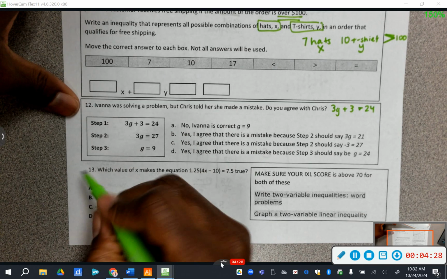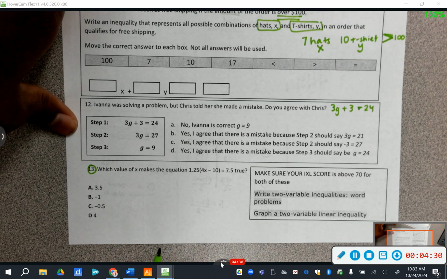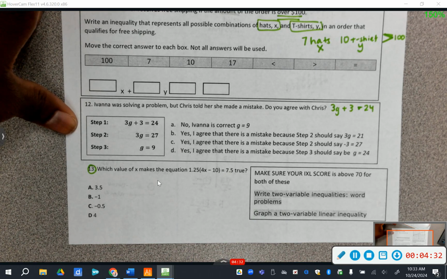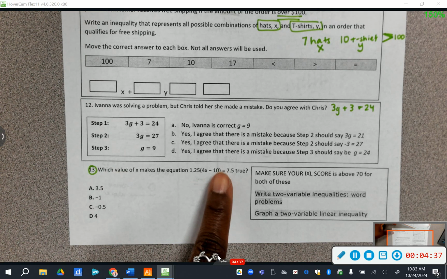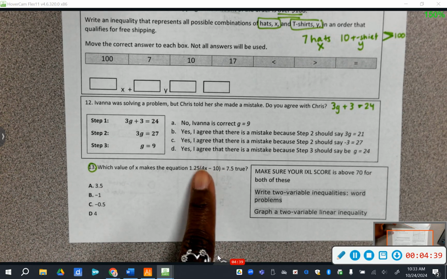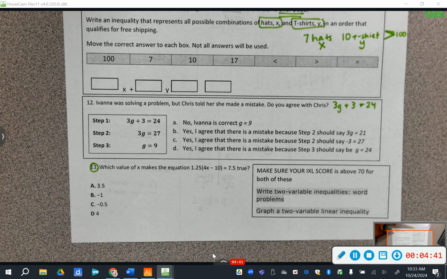Number 13, I want you to solve it by yourself, either using Desmos or using all of the steps. But for a problem like this, you're probably going to have to show all your steps, because if you put this in Desmos, it's not going to show you where the 2 lines cross. So this one, you're going to have to show your work.